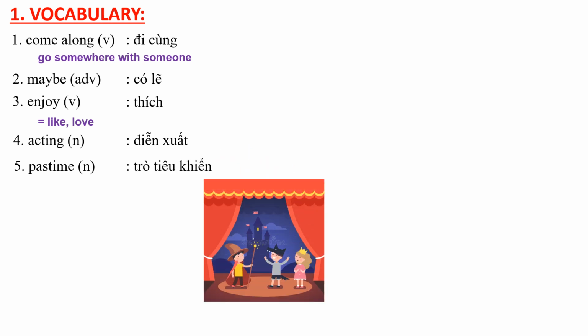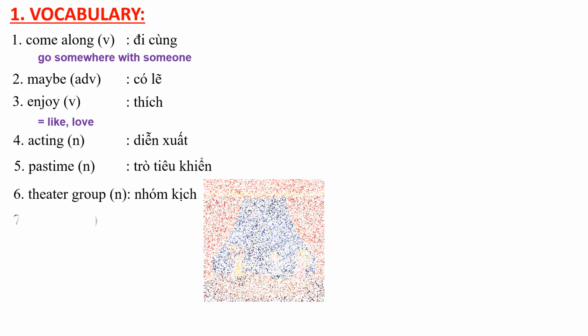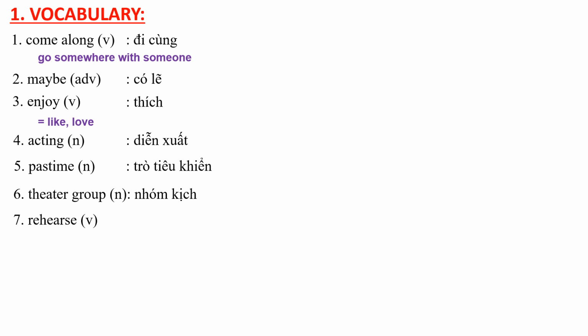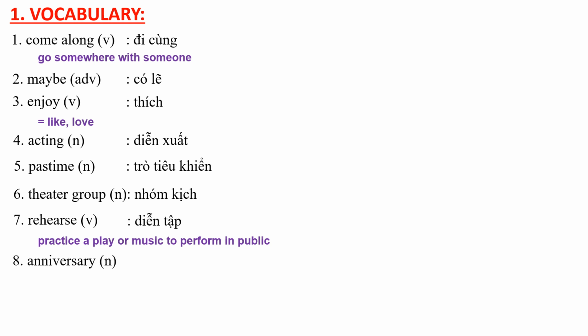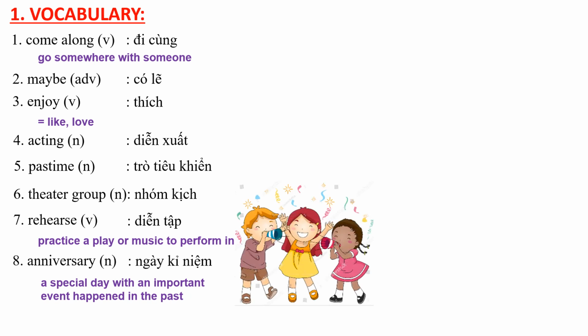Number six, look at the children. They are the members of the theater group. Number seven, rehearse. Rehearse means practicing a play or music to perform in public. Number eight, anniversary. Anniversary is a special day for an important event that happened in the past.